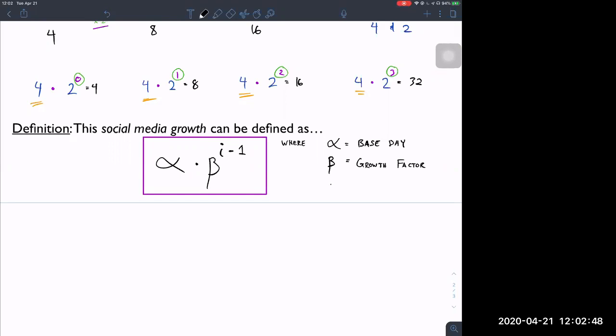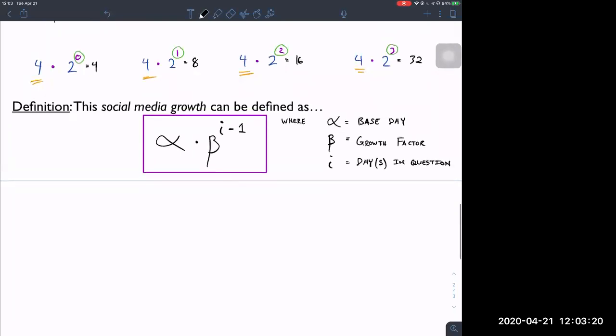Last but not least, the I just represents whatever day you're talking about. Actually, I'll put it like this: day or days in question. So let's try it, right? I know we already have the first 4 days written right there, and that doesn't help because it feels like, well, he just showed it to us already, so show me something that's different, and we will get to that. So for example, still from example number 1.